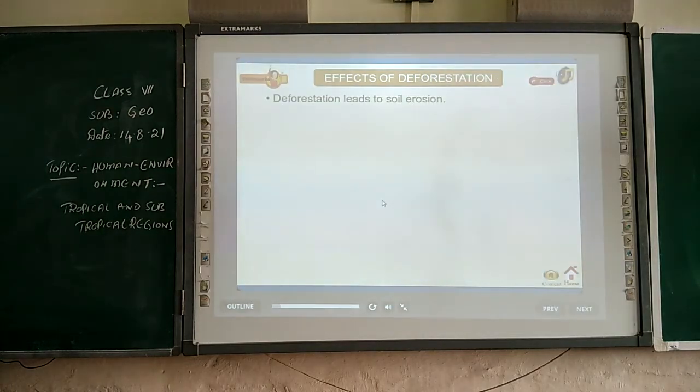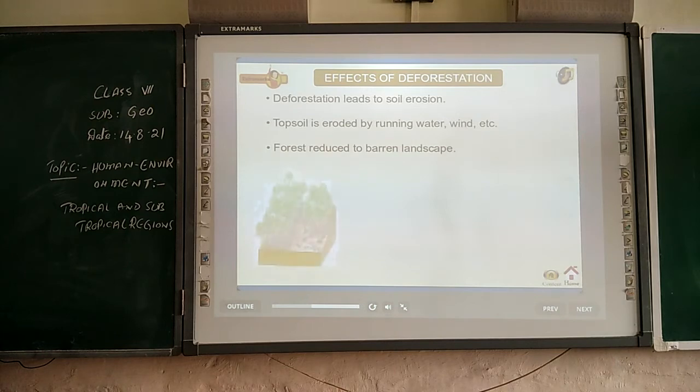Let us now discuss the effects of deforestation. With deforestation, topsoil is eroded by running water, wind, etc. The forest is reduced to a barren landscape.